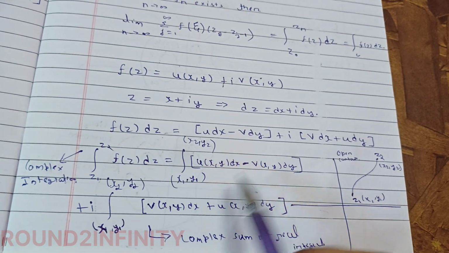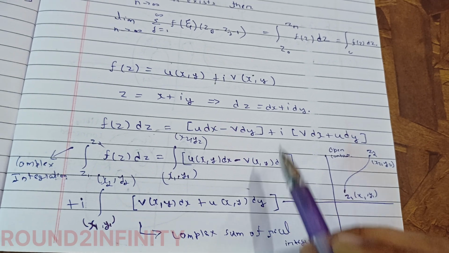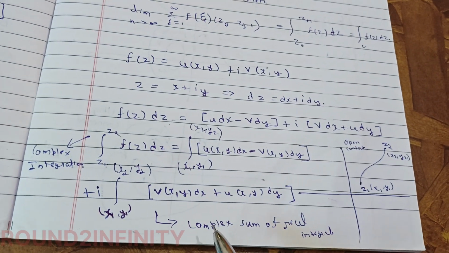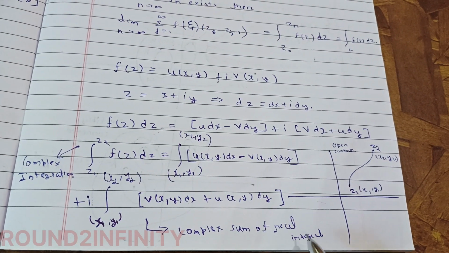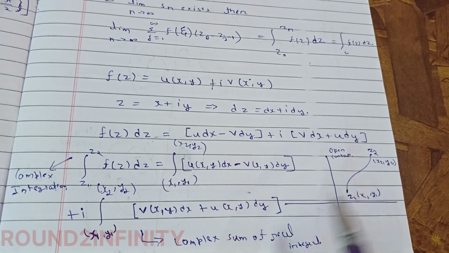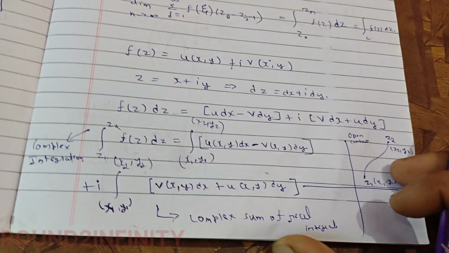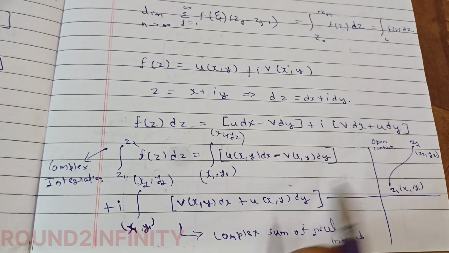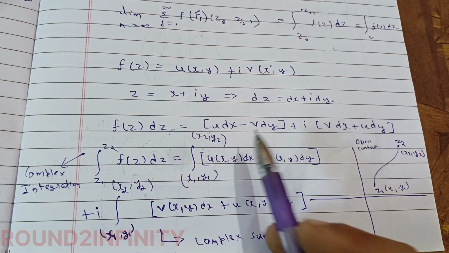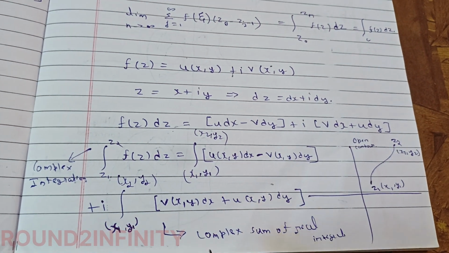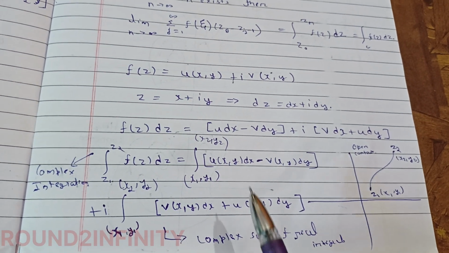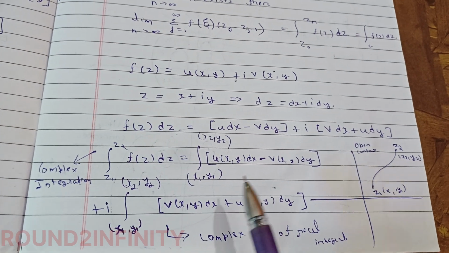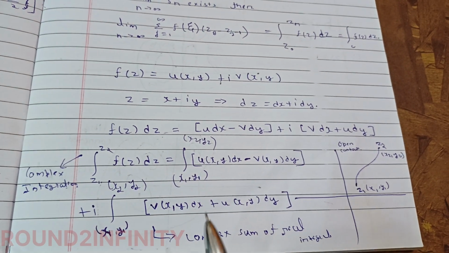So this is the form, this plus this. Okay, this is again the same, and this is called the complex sum of real integrals. Because now what we did actually, we just converted this complex integration into the real integrals, means now with the help of real integral forms we can calculate the complex integral. That's what we did here.